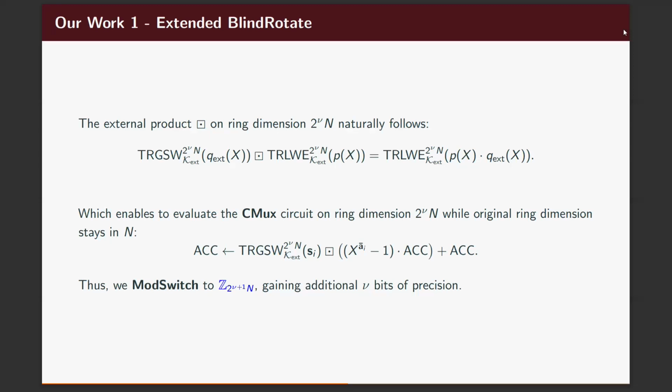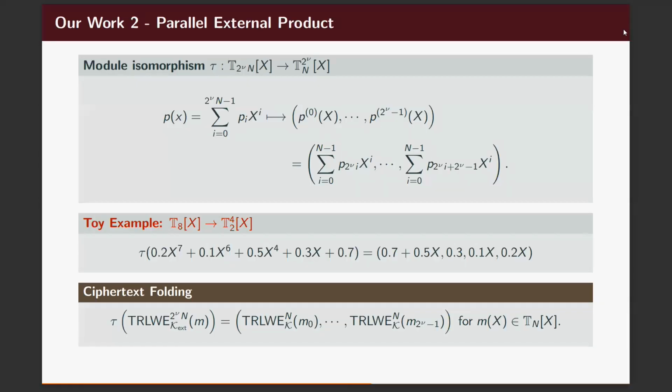However, this external product on a larger dimension needs to perform the polynomial multiplication on dimension 2 to the power of nu times n. So it is quite inefficient. So we introduce our second proposal, the parallel external product. It is based on the module isomorphism, we call it tau, which splits the polynomial into a vector of polynomials of dimension n. So we fold the large ring LWE ciphertext into a multiple ring LWE ciphertext of dimension n with length 2 to the power of nu.